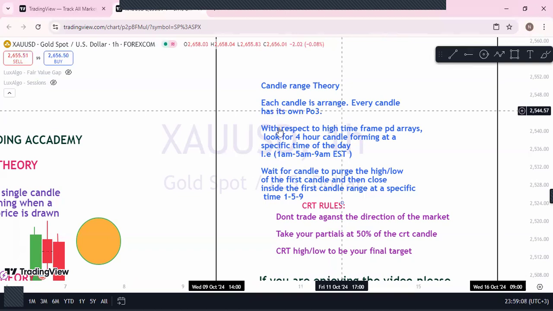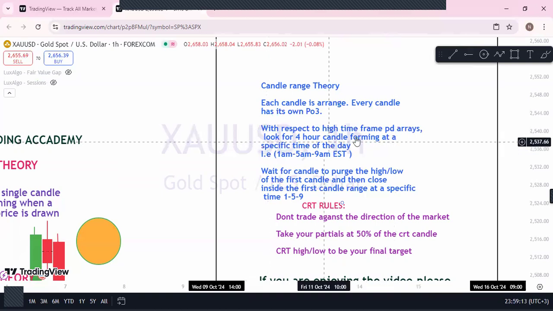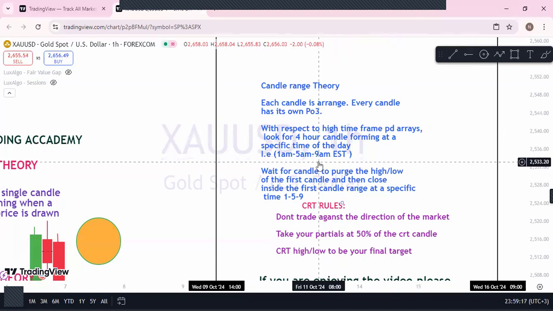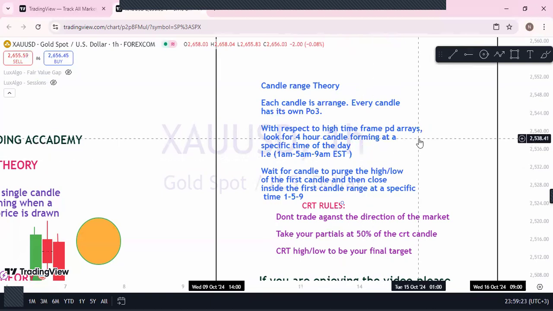With respect to higher time frame PD arrays, look for a 4-hour candle forming at specific times of the day, that is 1 a.m., 5 a.m., and 9 a.m. Eastern Standard Time. So kindly consider Eastern Standard Time. This is where most of the time is London and New York sessions, where most of the CRT candlestick happens.